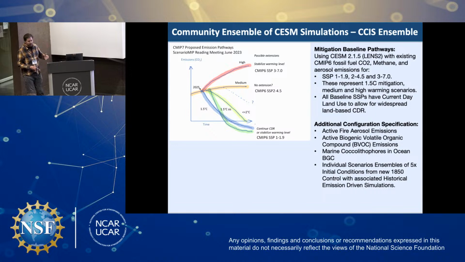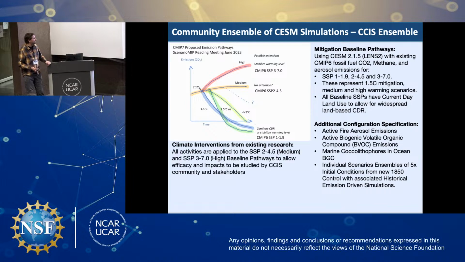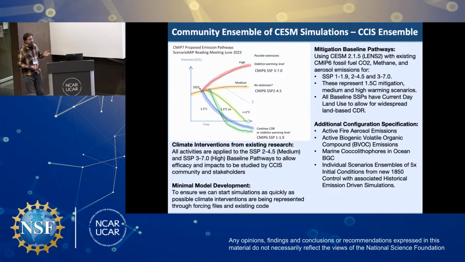This adds complexity, but it also means that we get a much more nuanced and responsive impact model out of them. What I'm going to say is we're going to do these climate interventions off the medium and the high SSP, so we can see how they impact in an emission space. And finally, we don't want to do a large amount of model development. So what we're trying to do is work out ways we can do interventions using existing parameterizations and forcing files.